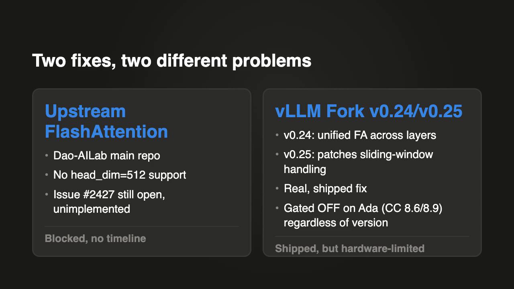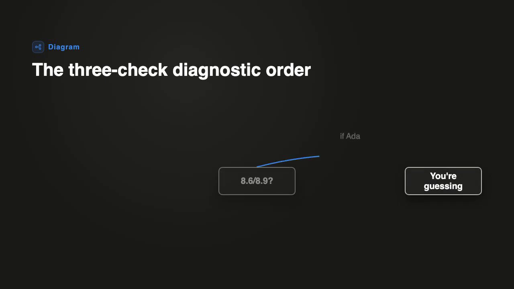But, and this is the part people skip, check your GPU first. On Ada cards, compute capability 8.6 or 8.9, that path is gated off regardless of vLLM version. Two different problems, two different fixes. Don't confuse them. Okay, so how do you actually make this call in your own stack?